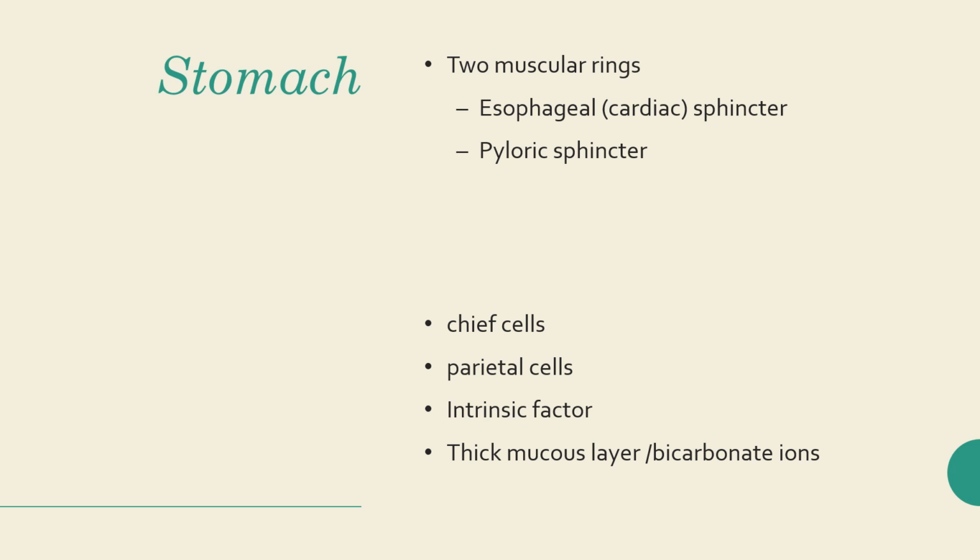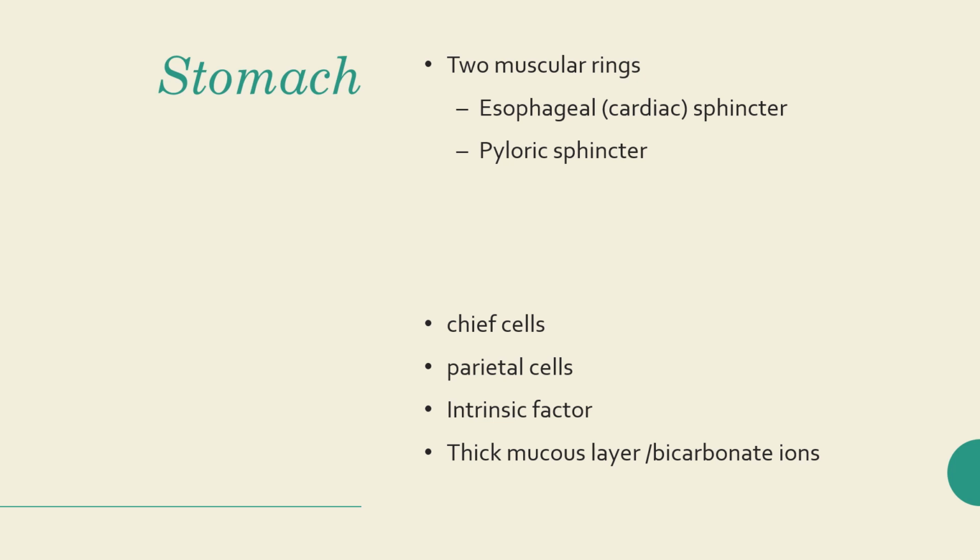A little bit more about the stomach. The stomach has chief cells, and these secrete enzymes, most specifically pepsinogen. You have parietal cells that secrete hydrochloric acid to break down food. This is also going to activate pepsinogen and can kill microbes. The stomach also has intrinsic factor, which helps absorption of vitamin B12. We're not going to get too deep in that. Just know that that's what it does.